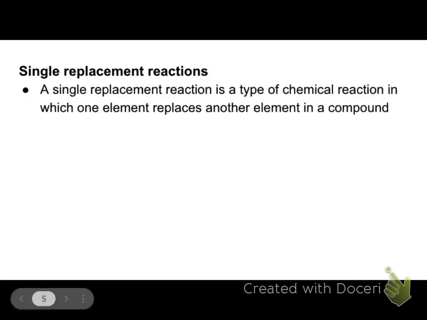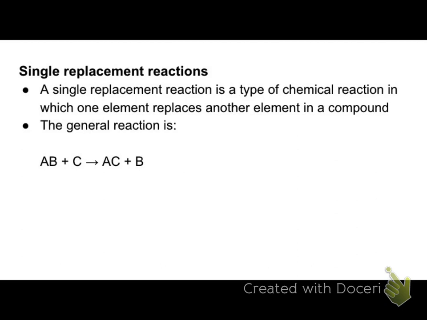The next type we're going to talk about is what's called a single replacement reaction. Okay. In this, a single element is going to replace another element that's already in a compound. The general reaction is compound AB and then element C, where element C comes in and takes element B's place, and you're left with compound AC and element B out on its lonesome. In the lab we did, the reaction between aluminum and copper sulfate was a single replacement reaction.